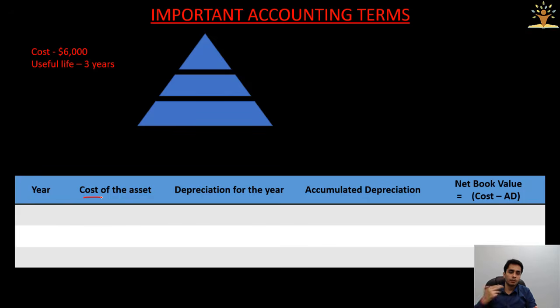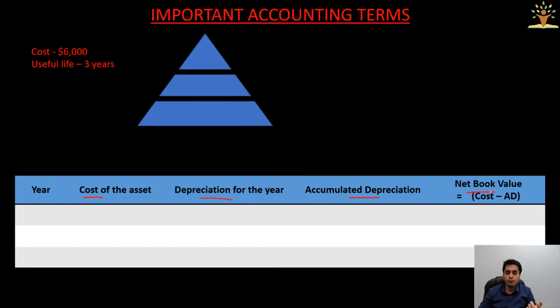Cost of the asset is the amount that you paid upfront to acquire the asset. Second term, depreciation for the year, also known as annual depreciation. I've told you, annual depreciation is that part of the non-current asset which you're transferring to the income statement in the current year. Then accumulated depreciation. Accumulated depreciation means till date, whatever I've transferred to the income statement as depreciation. Not only for this year, but all previous years.